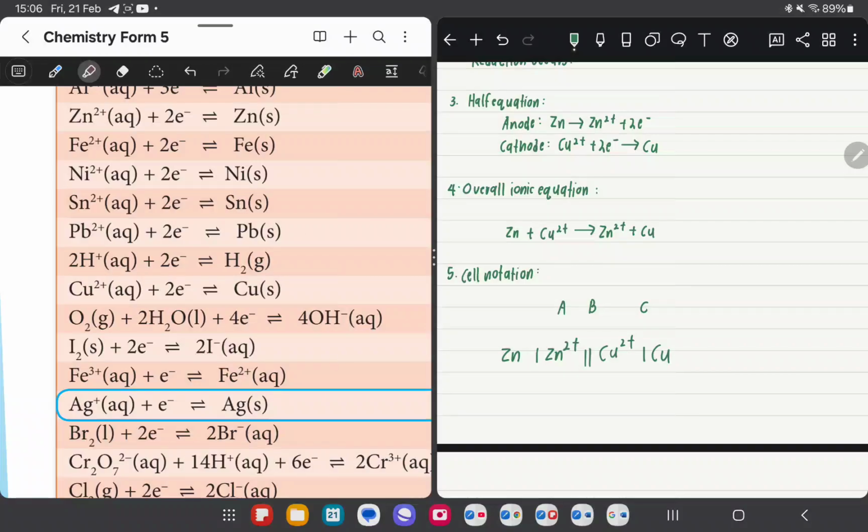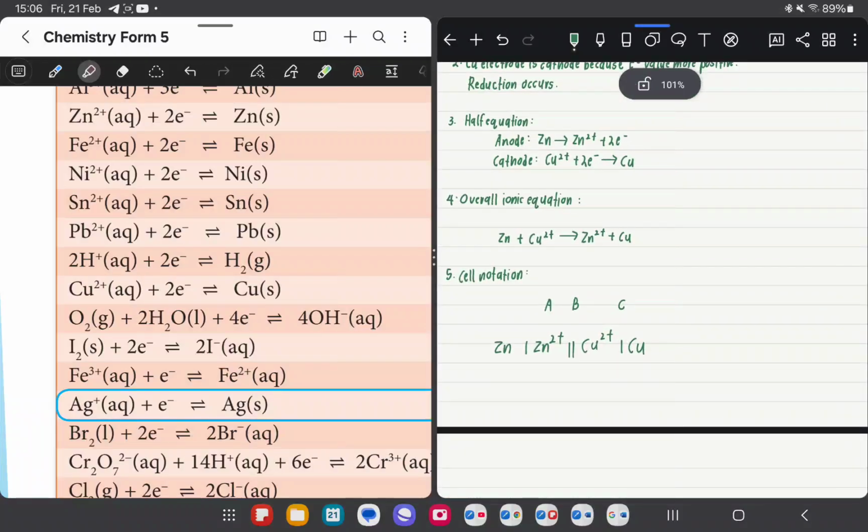Zn, one line, Zn2+, bridge, Cu2+, one line, Cu. So this is your complete marks for your cell notation. Okay, so this is how we write cell notation for SPM level.